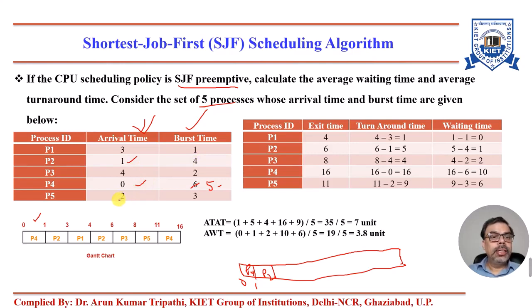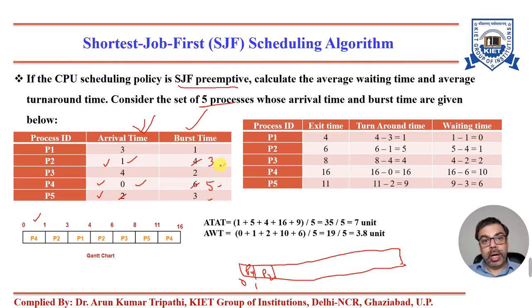Now after executing for 1 second, a new process arrives at 2. So the remaining time will be 3 after execution of 1 quantum of time. Now at time 2, there are 3 processes in the ready queue: P5, P4 and P2. The shortest remaining time of which process, let us check. So 3, 5 and again 3. So there are two processes that have equal remaining time or burst time.